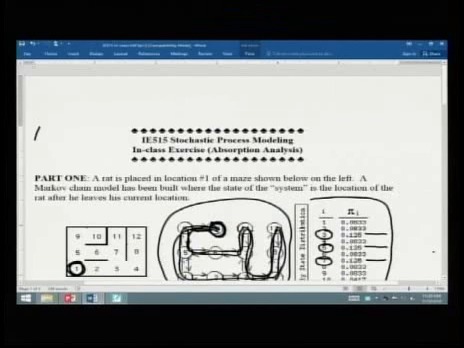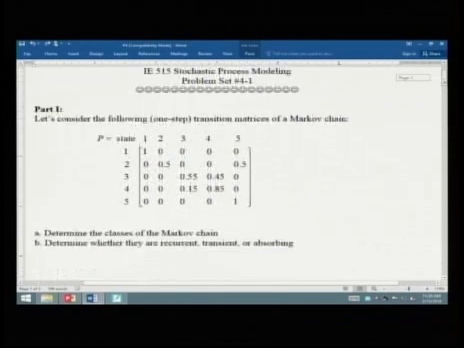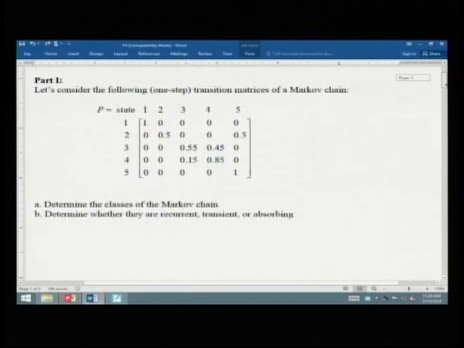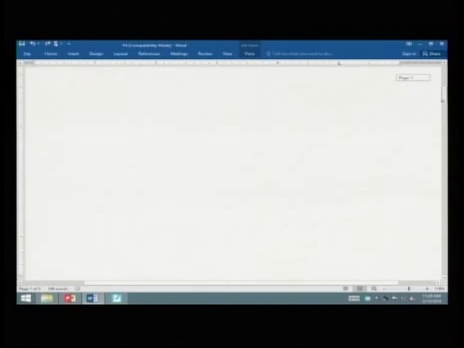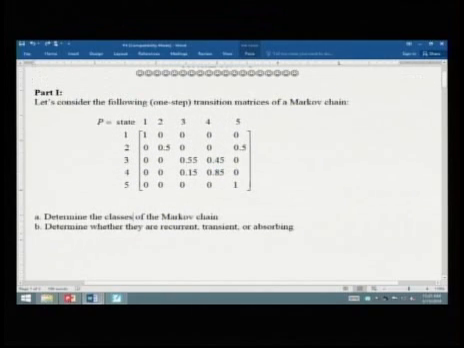Okay, so this is all for today. Like I mentioned, if you have time, please make sure you do the problem set that I provided earlier. It is very easy to do, but I want you to practice the absorption analysis, and how to determine recurrent, transient and absorbing states, and the classes as well, in this problem set.